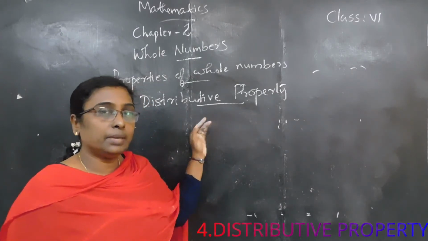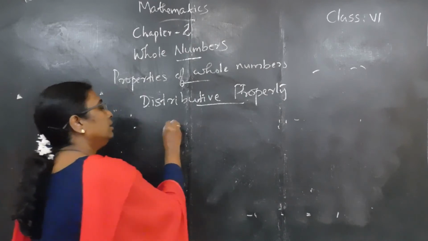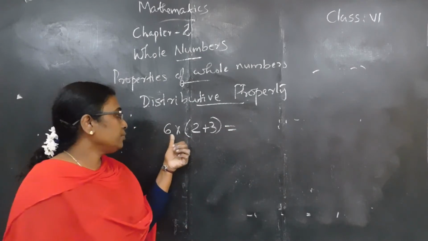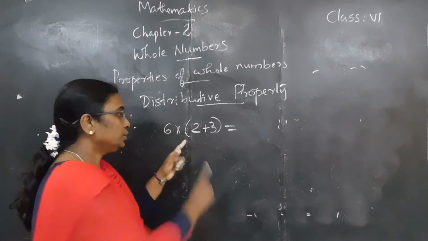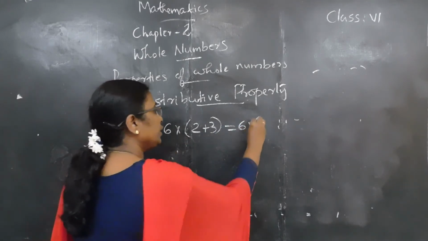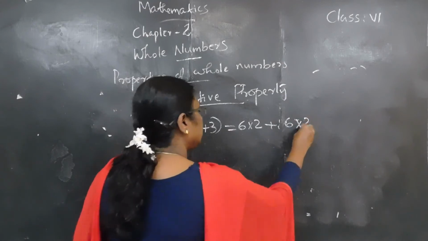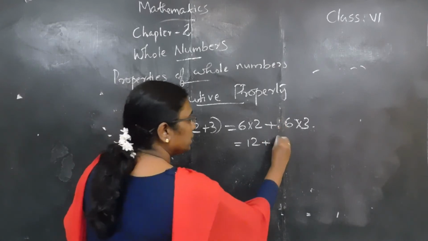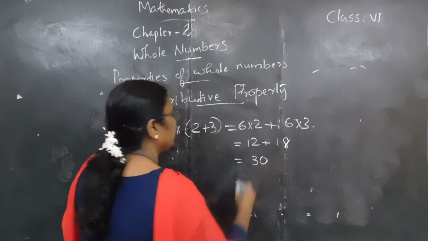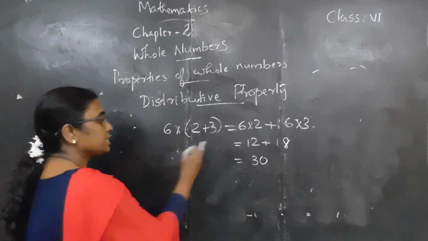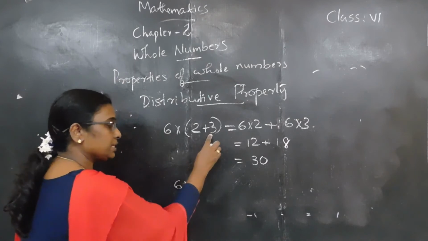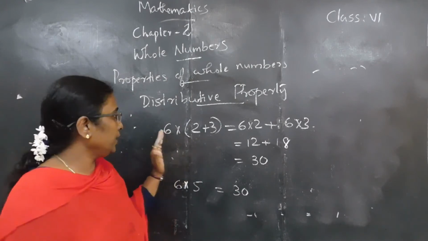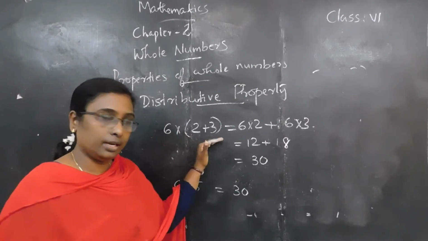The next property is distributive property. We can distribute the multiplication over addition. For example, 6 into 2 plus 3, we distribute this 6 to 2 and 3. That is 6 into 2 plus 6 into 3. That is 6 into 2, 12, plus 6 into 3, 18, equal to 30. Then 6 into 2 plus 3 means 6 into 5, which is also 30. Therefore, we can distribute multiplication over addition.